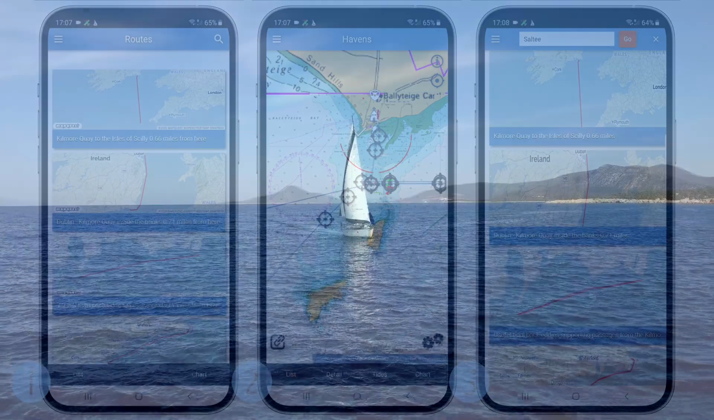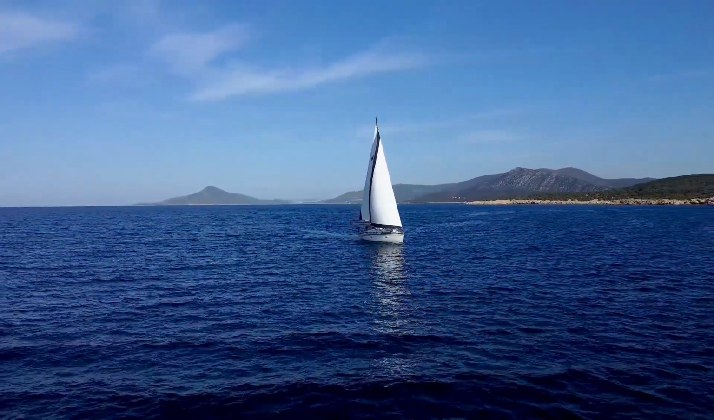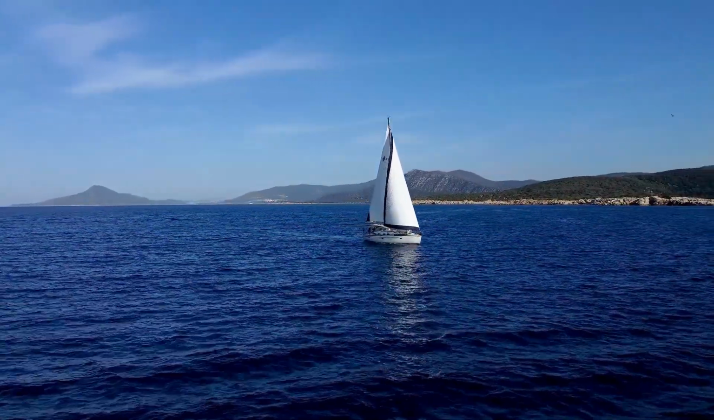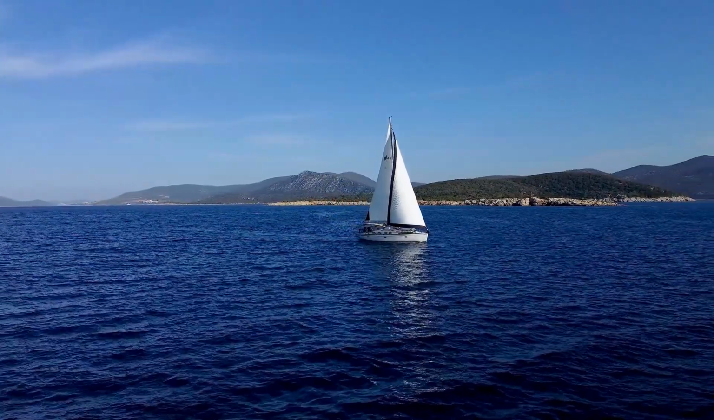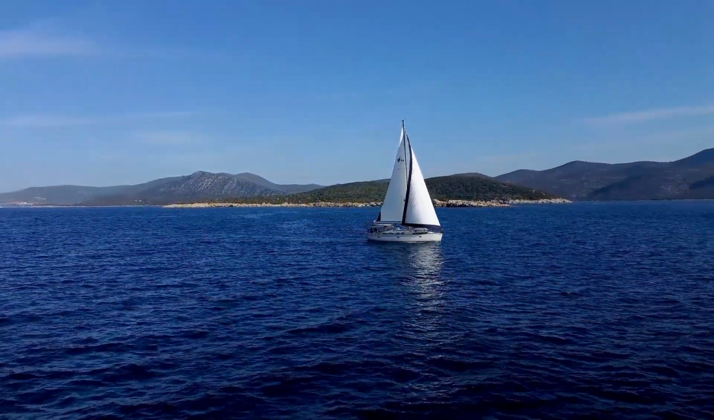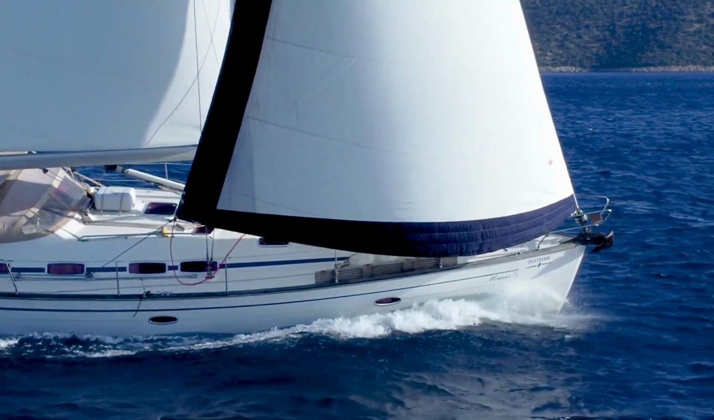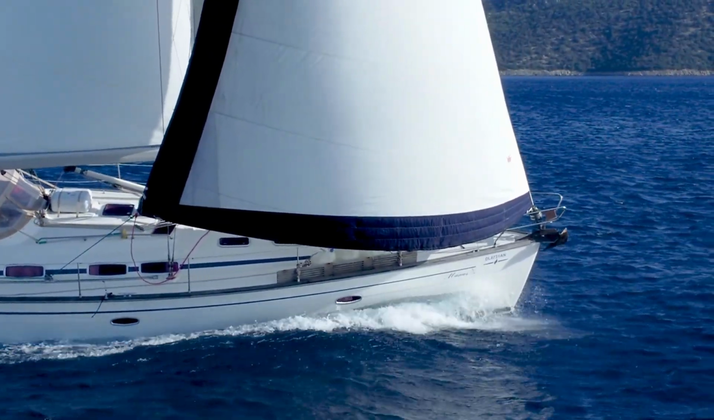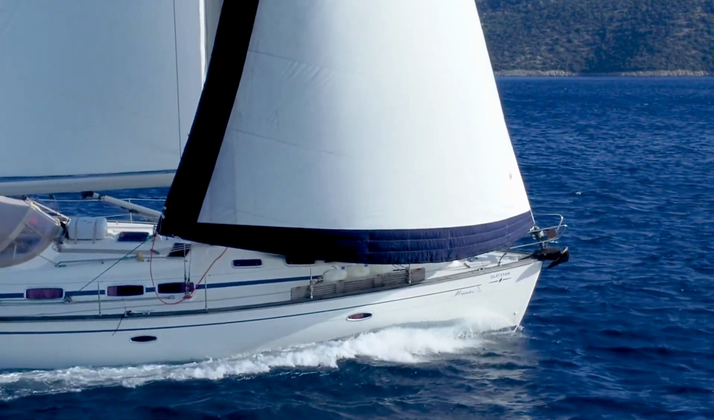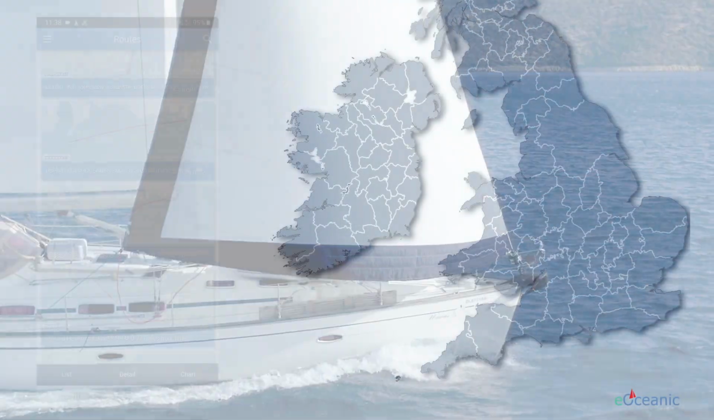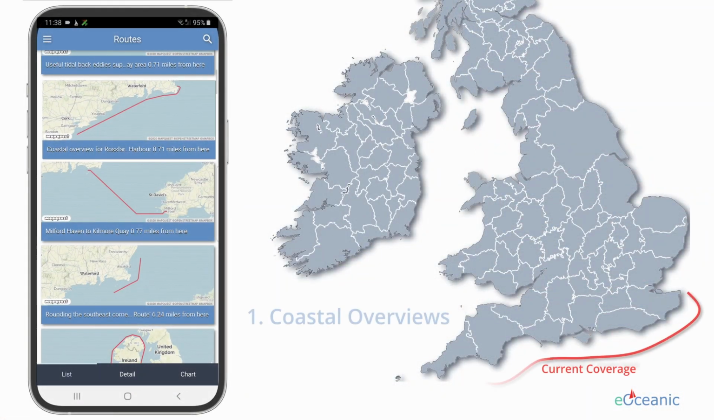So let's conclude by looking at the 4 types of routes you will encounter as we go forward with eOceanic. Those of you who are already familiar with using eOceanic.com will soon see some changes to the routes that we plan to roll out. These are intended to make both the website and the application more useful. The first type of route we have are the coastal overviews.